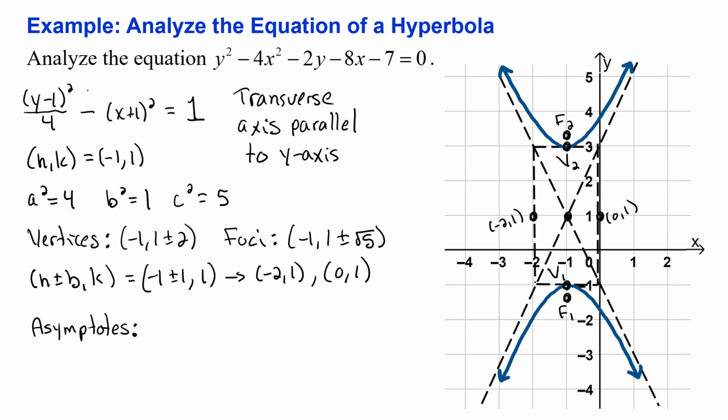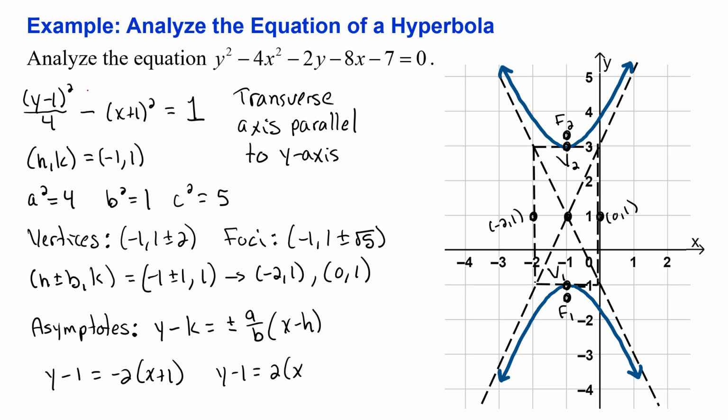Now, since the lines are shifted horizontally, h equals -1, and vertically k equals 1, the 2 asymptotes have equations of the form y minus k equals plus or minus a over b times the quantity x minus h. So this gives us the 2 equations: y minus 1 equals -2 times the quantity x plus 1, and y minus 1 equals 2 times the quantity x plus 1. Therefore, we've completed the analysis of the equation of the hyperbola and provided its graph.